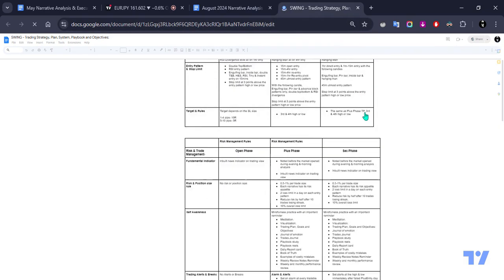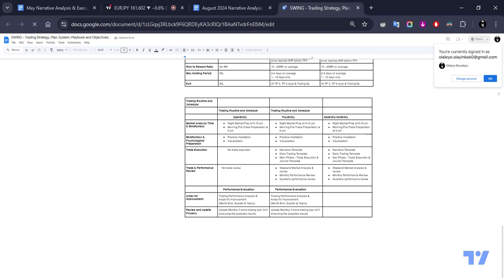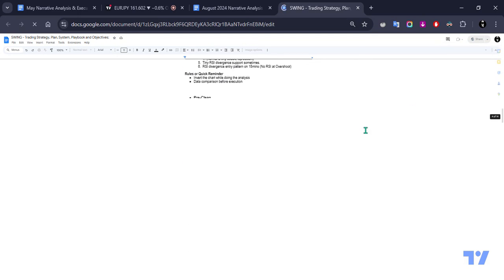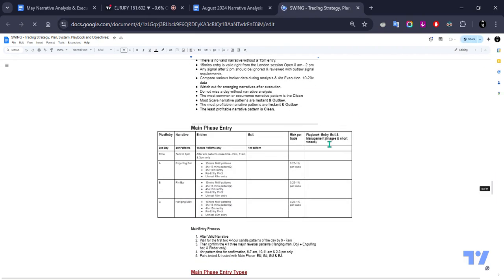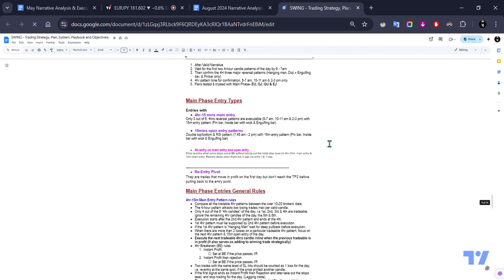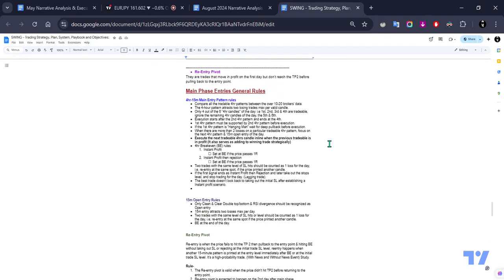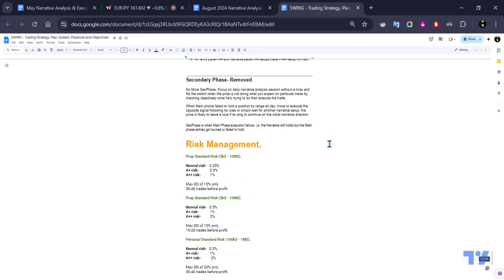We removed it last week after finding out that majority of the time, 7 out of 10 times, the market will produce another narrative for me to execute on. So instead of chasing the price with secondary phase, I've removed it entirely.